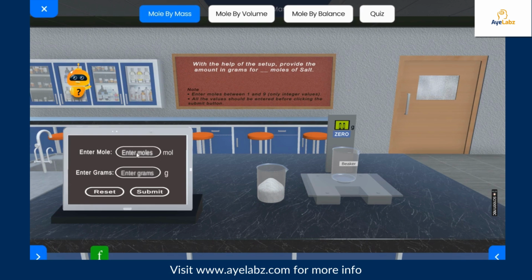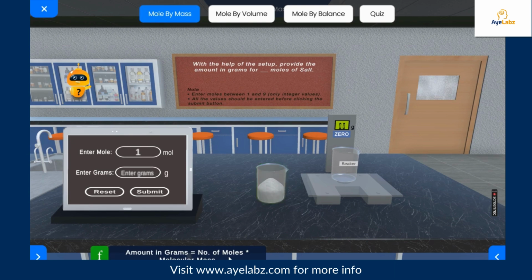Now we are going to enter the number of moles on the tab. Let's say I want to measure 1 mole of NaCl. To convert moles to grams, we have to use the formula. You can click on this bottom F button to reveal the formula. Amount of grams is equal to number of moles times molecular mass.